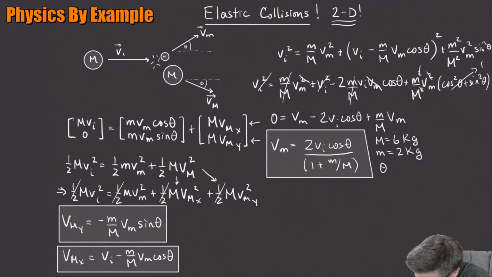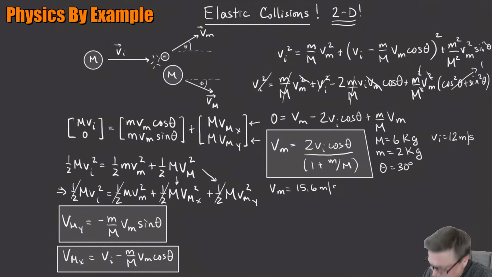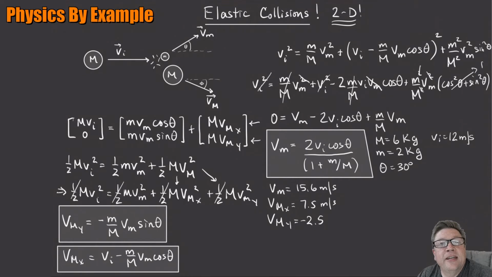Suppose theta is 30 degrees, and the initial speed is 12 meters per second. When you plug those numbers in, what you get is VM is, if you want to check, 15.6. So sure enough, it's going faster, sort of like you might anticipate. V big M X, what did I get? 7.5. V big M Y is minus 2.5. So sure enough, it goes down in the Y direction.